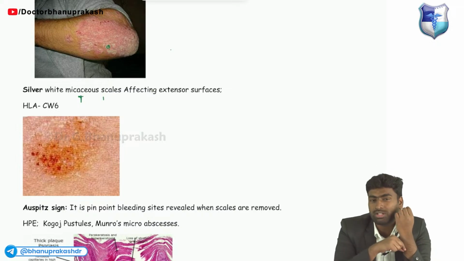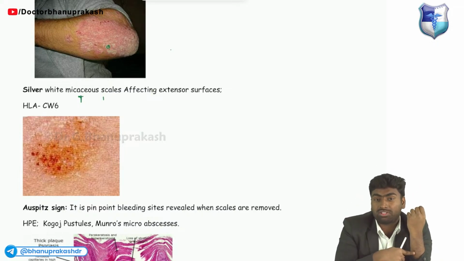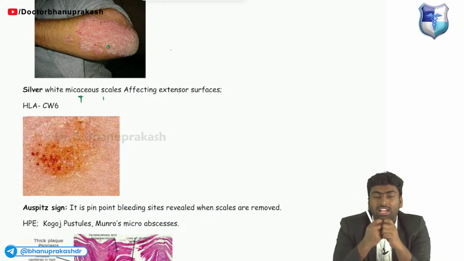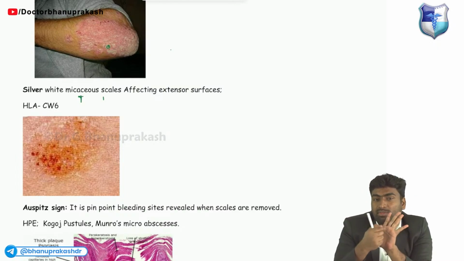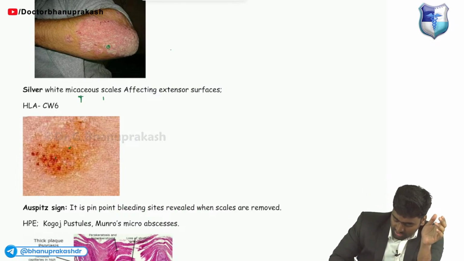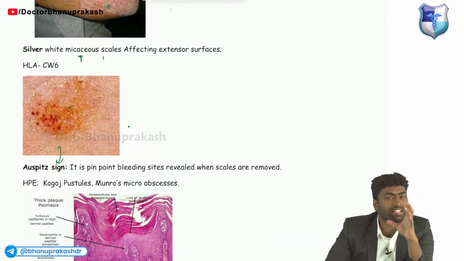Once you remove one scale and peel it, you will see a bleeding spot inside. This type of bleeding spot, once you remove the scale, is known as Auspitz sign, which is seen in psoriasis. Once you remove a scale, you will see multiple bleeding spots like this. And we know HLA CW6 is associated with psoriasis.